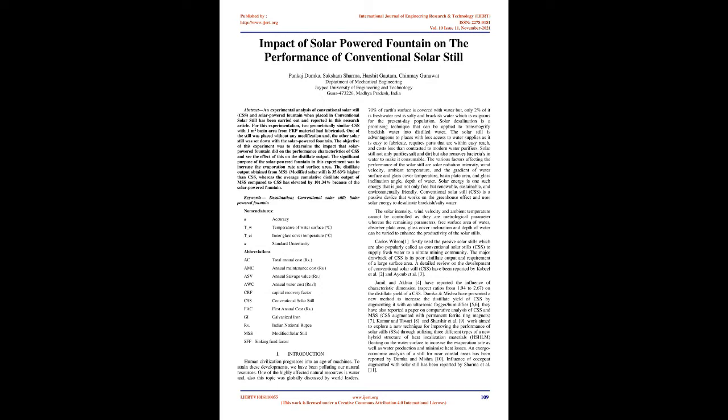The significant purpose of the solar-powered fountain in this experiment was to increase the evaporation rate and surface area. The distillate output obtained from MSS, modified solar still, is 35.63% higher than CSS, whereas the average cumulative distillate output of MSS compared to CSS has elevated by 101.34% because of the solar-powered fountain. Keywords: desalination, conventional solar still, solar-powered fountain.